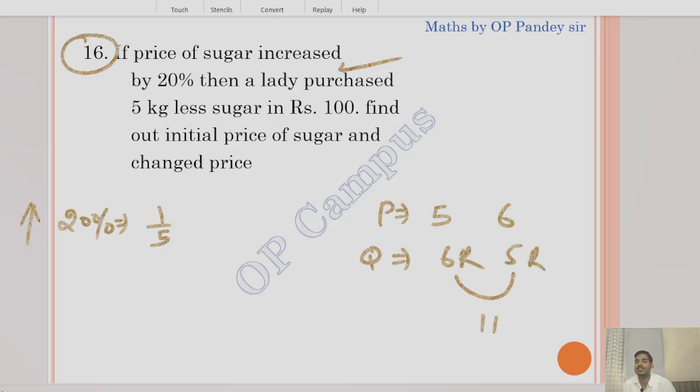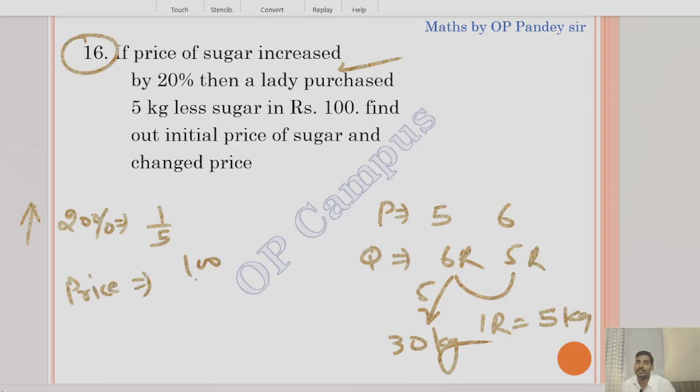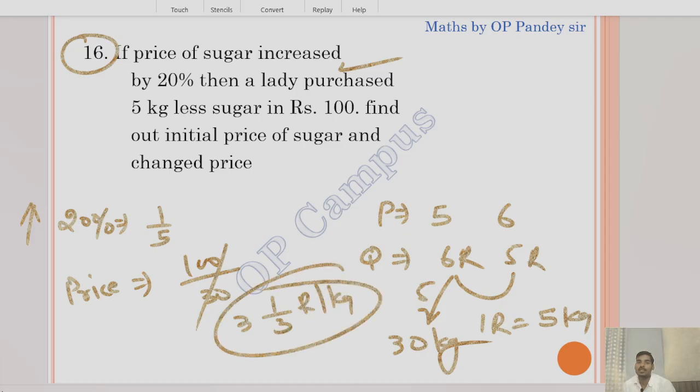Reduced quantity is how much? 1 ratio. And according to the question, this becomes 5 kilogram. 1 ratio is 5 kilogram, then 6 ratio becomes 30 kilogram. And price per kilogram equals 100 divided by 30. After solving, this is 3 whole 1 divided by 3. Initial price of sugar must be 3 whole 1 divided by 3 rupees per kilogram.